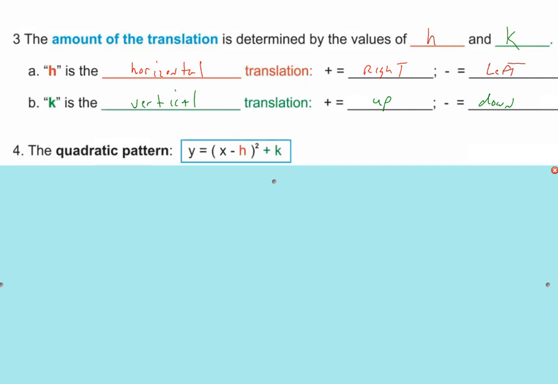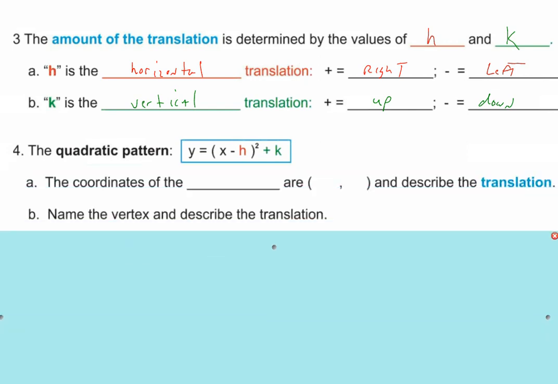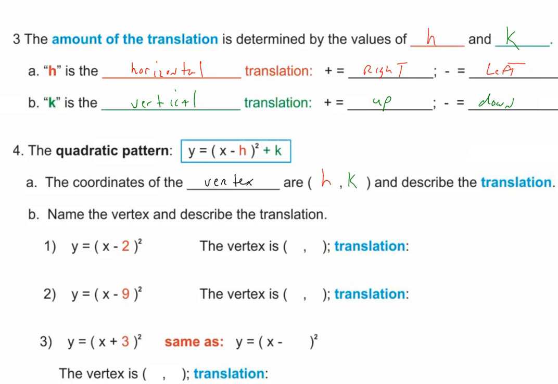h is still h and k is still k. And remember, just like absolute value, we read the h after a negative sign, x minus, and then whatever the h is. Okay, so let's take a look. A, the coordinates of the vertex are h, k. So just like our absolute value, the vertex is h, k, and those coordinates describe the translation. So in this next section, we're going to go ahead and name the vertex and describe the translation.